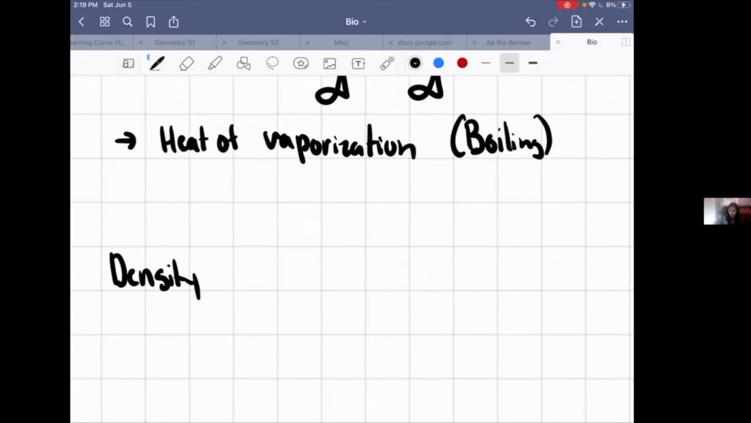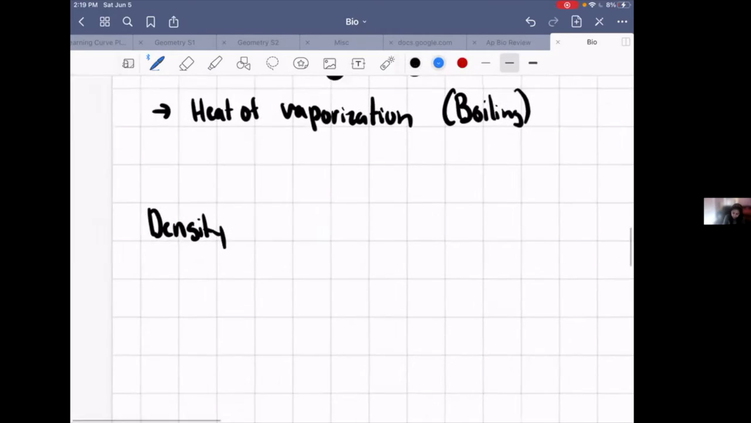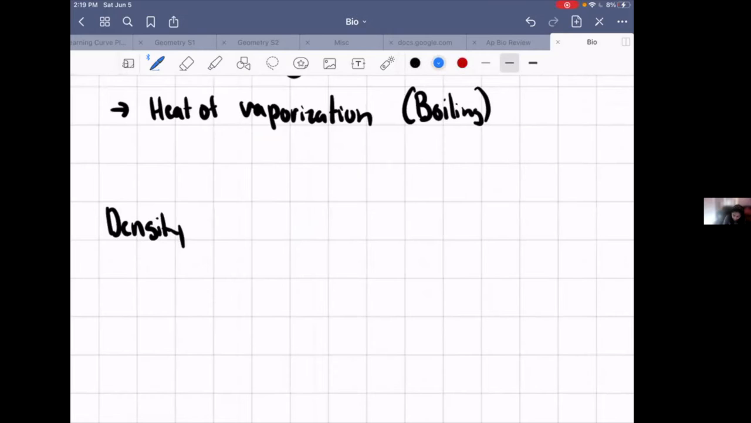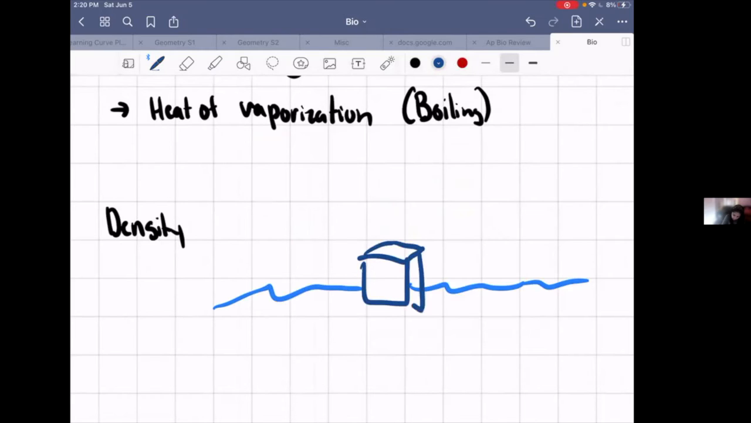So if you've ever seen the Arctic or Antarctica, you see the water, and then there's like a glacier. This is my little glacier, right? And so a glacier obviously is solid, it's ice. So you would think that it sinks, right? But as we know, it floats.